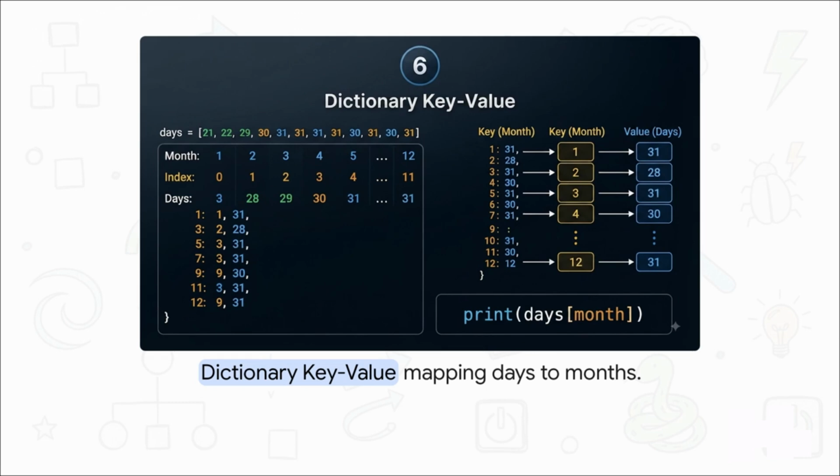Enter the dictionary. Dictionaries completely solve that zero-index confusion once and for all. Instead of relying on some hidden position in a list, a dictionary explicitly maps a key directly to a value. Month 1 points straight to 31. Month 2 points to 28. If a user types in month 7, you literally just ask the dictionary for key 7 and it immediately hands you 31. No weird math needed. It's absolutely brilliant when your input naturally calls for a clear key value lookup.